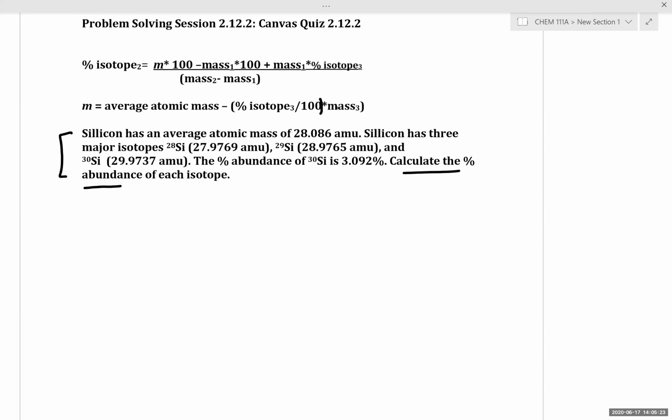And then what's considered mass 1 and mass 2? So mass 2 is the bigger isotope? You can pick whichever one you prefer. How you label your variables is completely up to you. So you can really pick either of them as long as you're consistent. Does that make sense? Yeah. Perfect.